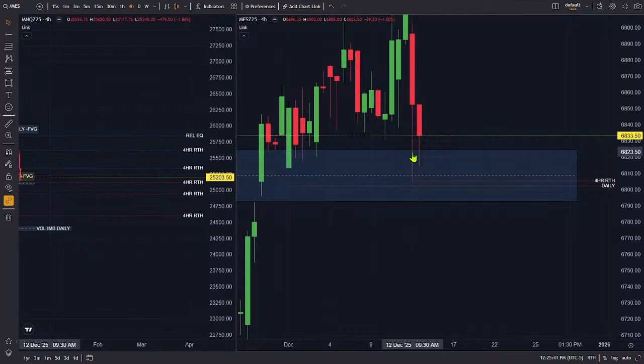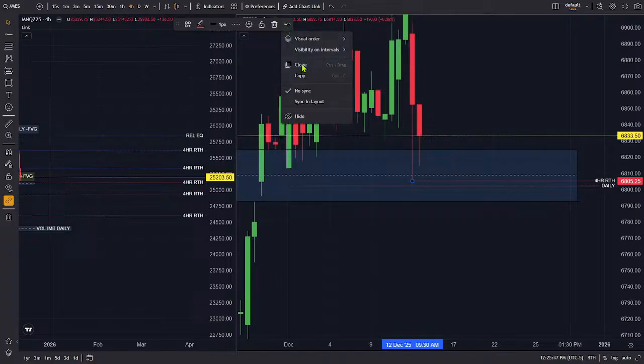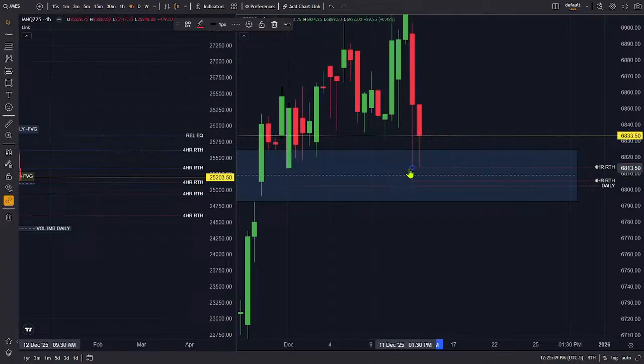So this will be the AM session low. And this is the PM session low. You can label that too if you want, because sometimes it'll take out the PM session and leave the AM session low and then go higher. But you can label it that way if you want to. It's up to you.